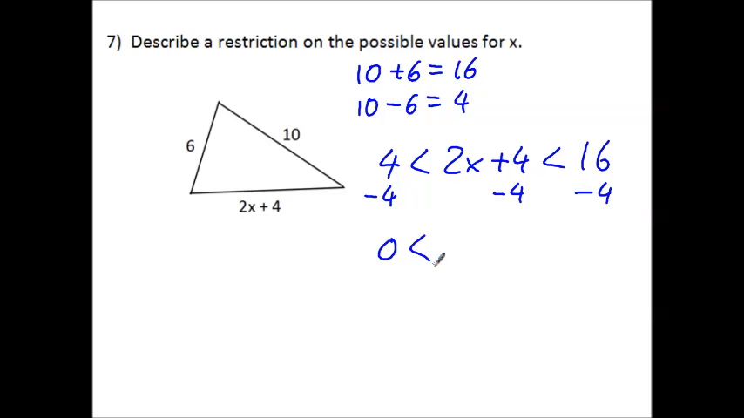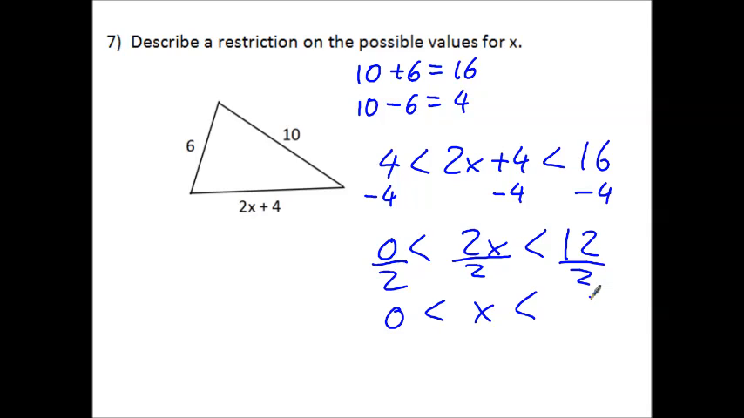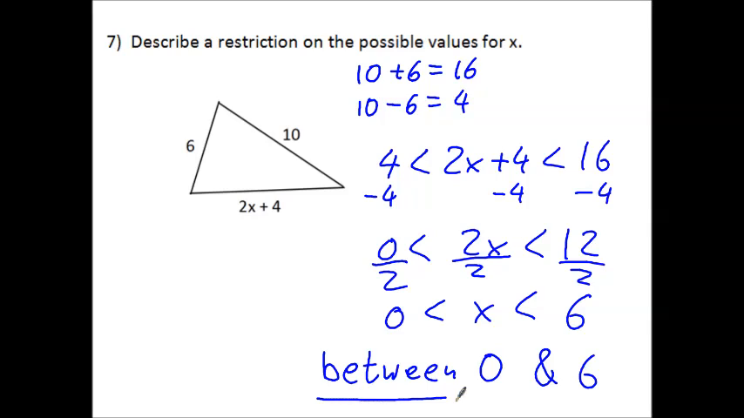We get 0 is less than 2x is less than 12. And now we only have to divide by 2. And again, do it to all three parts of the inequality. Does nothing to the 0. In other words, 0 is less than x is less than 6. Or, in our own words, we can say the third side has to be between 0 and 6. That's that. Make a nice circle around it, and that's your final answer.